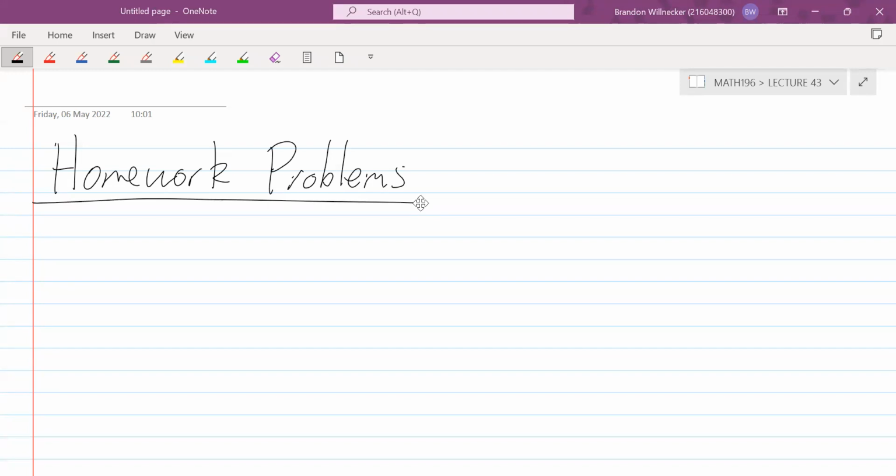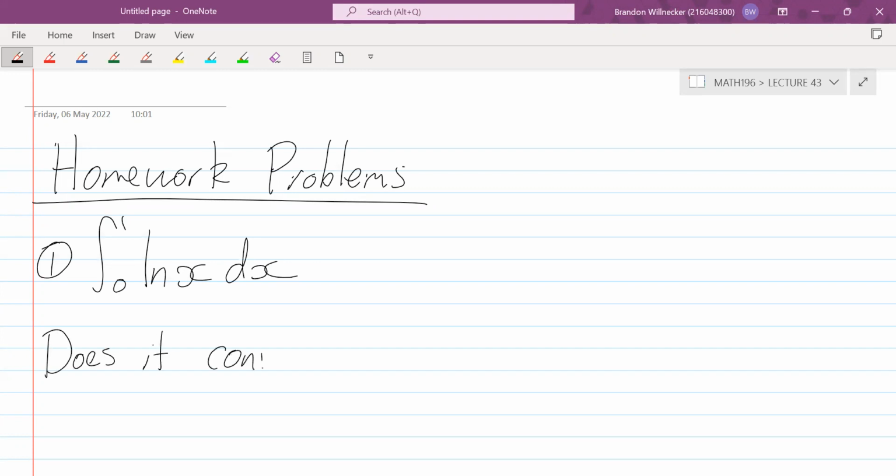Okay, so just one homework problem for today. We have the integral from 0 to 1, the natural log of x dx. Okay, so just that problem for today. So the question: does it converge or diverge? If it does converge, what is its value?